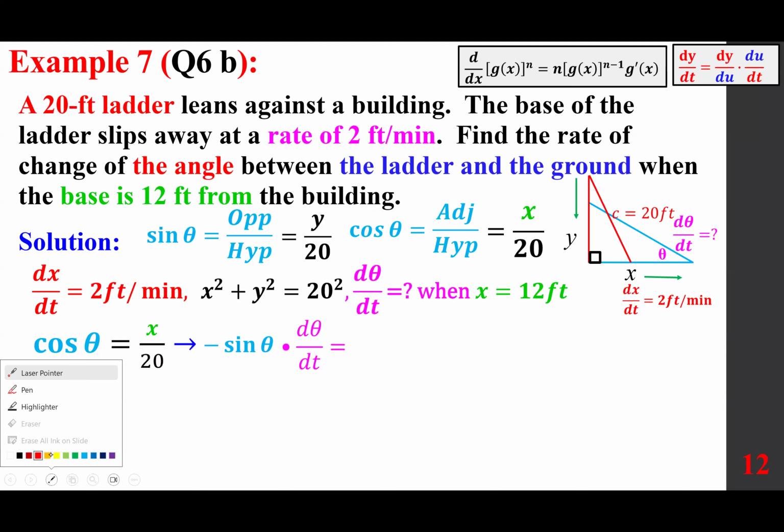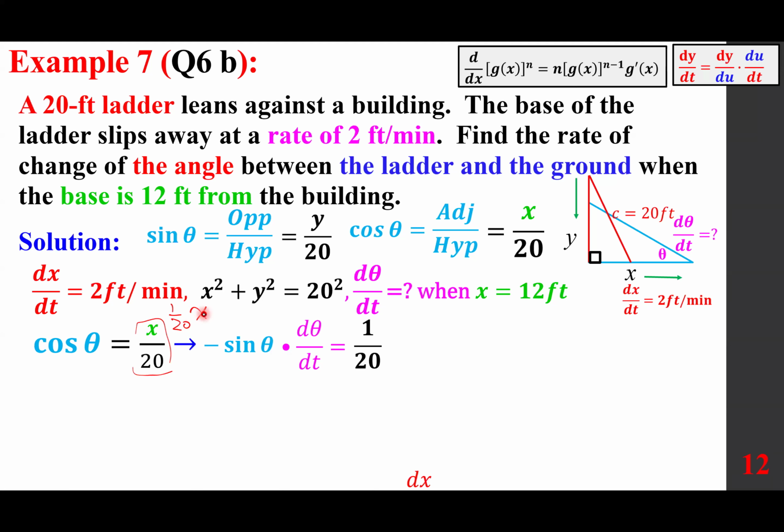The right side, I'm going to rewrite this as 1 over 20 times x. So 1 over 20 times x. X gives you dx dt. The reason I'm writing it in this fashion is because I want to make sure it's clear that 1 over 20 is the multiplier, is the coefficient, and it doesn't do much.